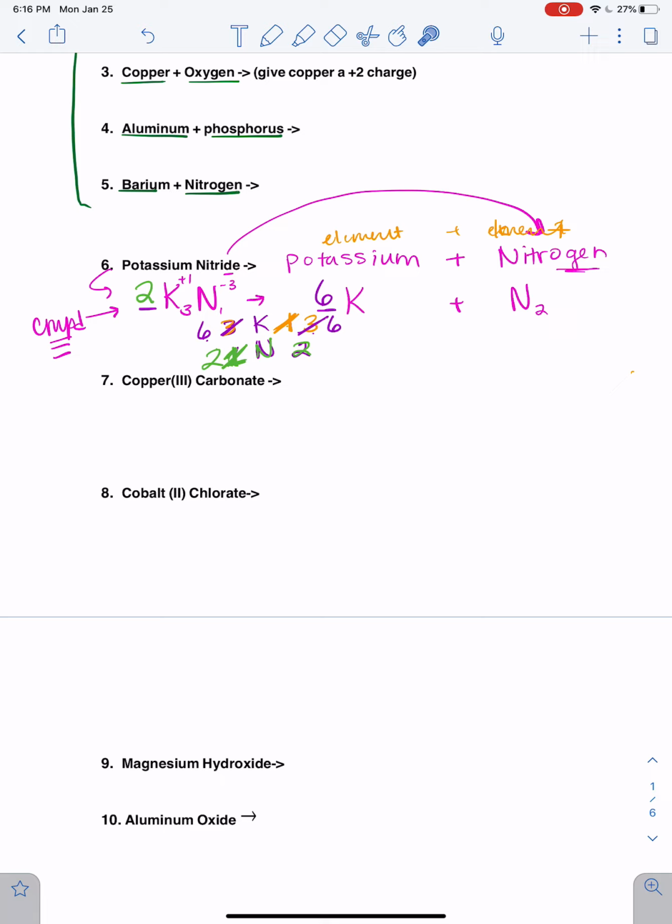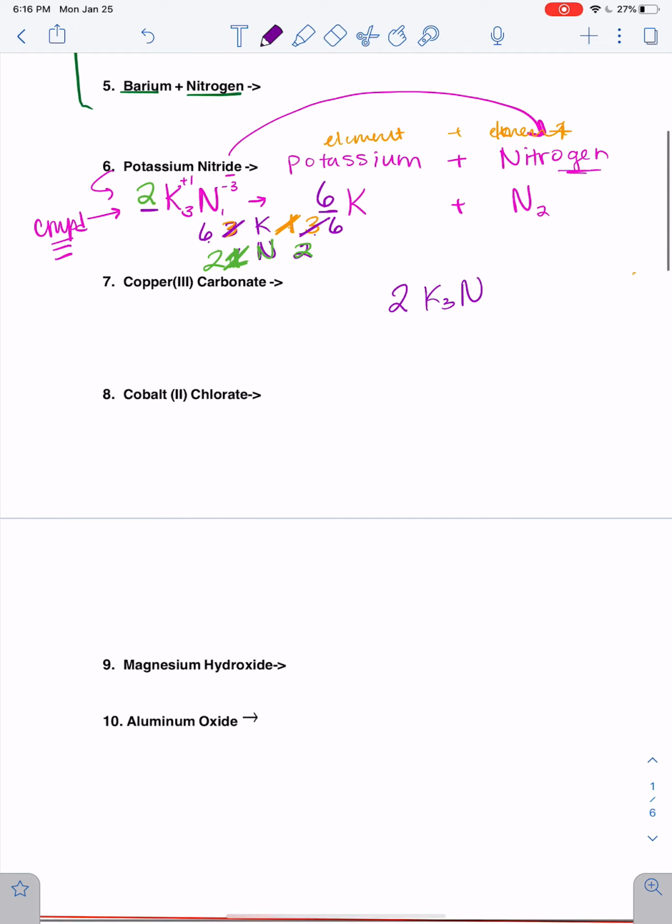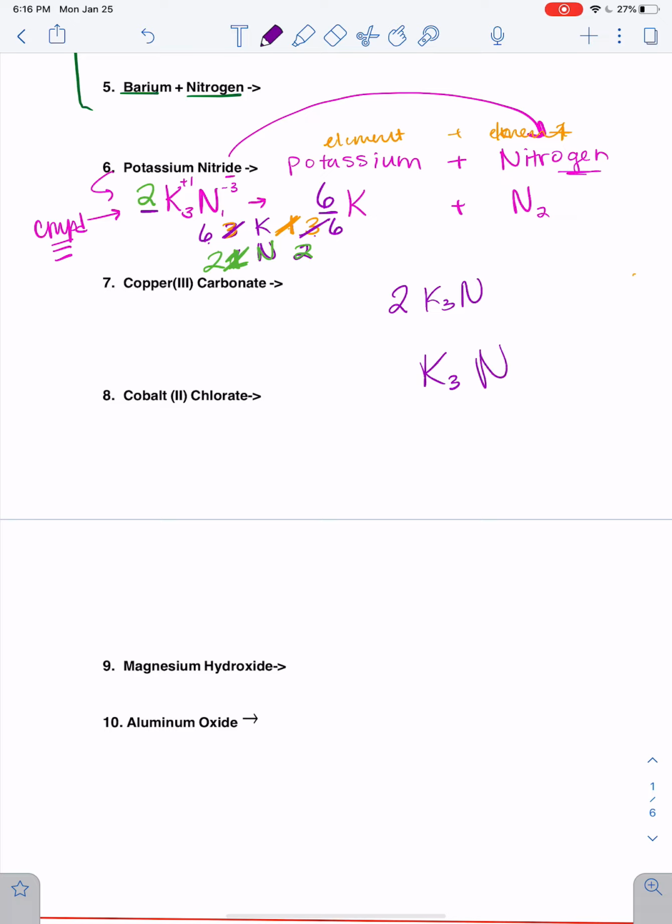So now let's just make sure that everything balances by rechecking through my whole equation. I have 2 K3Ns. So that means I have 2 of these compounds. Now let me prove to you that that means I have 6 potassiums. If I have 2 of these compounds, K3N, that means I have K3N, K3N. How many total potassiums do I have? 3 and 3, so I have 6. How many nitrogens do I have? 1 and 1, so that makes 2.